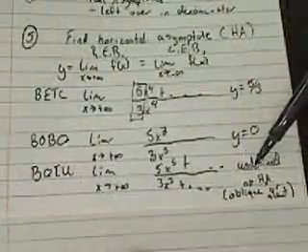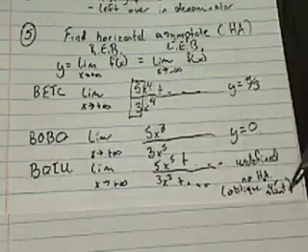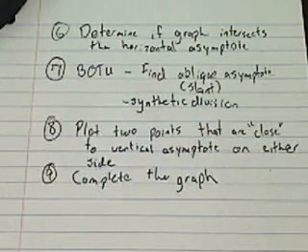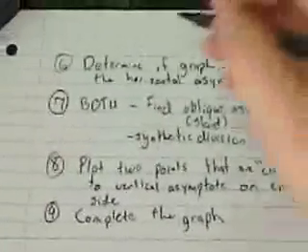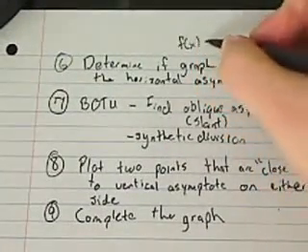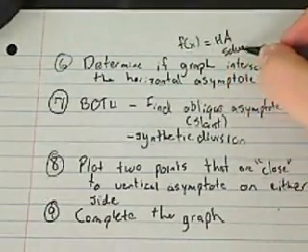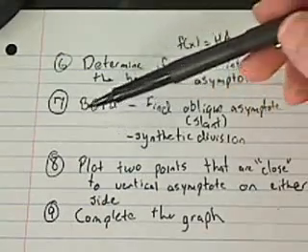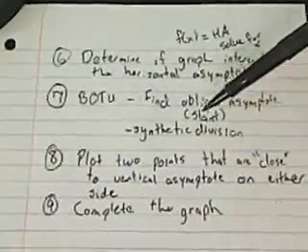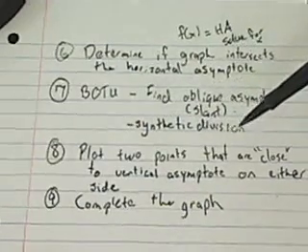And instead, we're going to skip over to step 7, where we find an oblique asymptote by doing the synthetic division. The final steps, we're going to determine if the graph intersects the horizontal asymptote. So what we would do is set the equation equal to whatever the horizontal asymptote is and solve for x. If we ended up with BOTU, where it was bigger on top and it was undefined, for the horizontal asymptote, we will find the oblique asymptote, or the slant, using synthetic division.